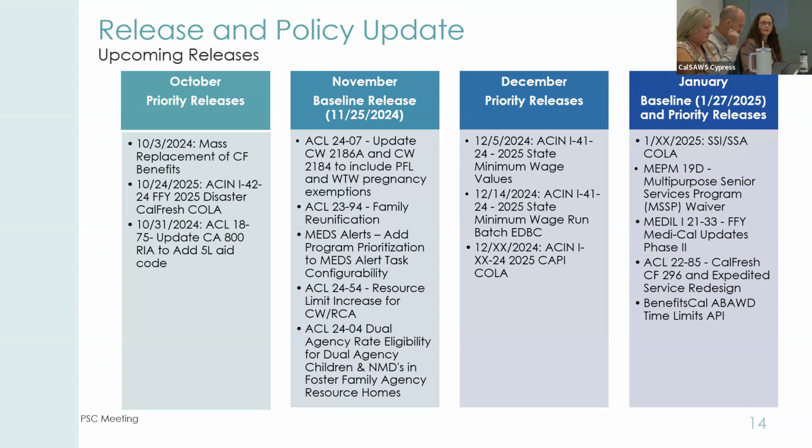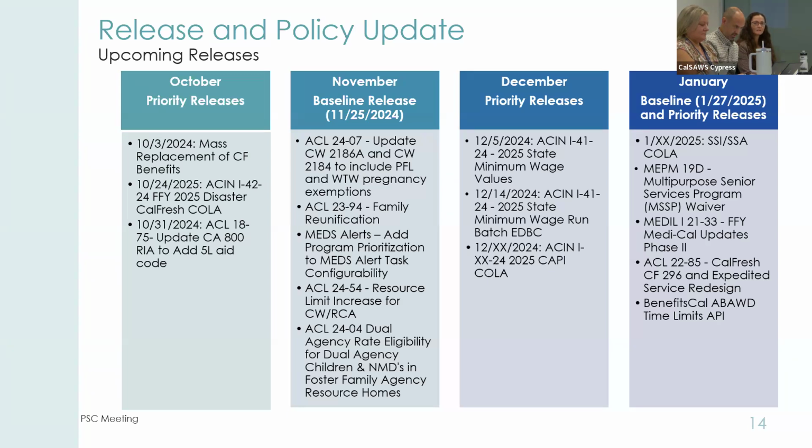We also have a number of changes coming up as we head into the end of this calendar year into next. So there's some resource limit changes that we're implementing. There's an increase there for our CalFresh and RCA population. So that increase is around 4% effective the first of the year. So we're putting those changes in advance, knowing that counties start to run eligibility for January, right at the end of November. So lots of changes coming in our November release.